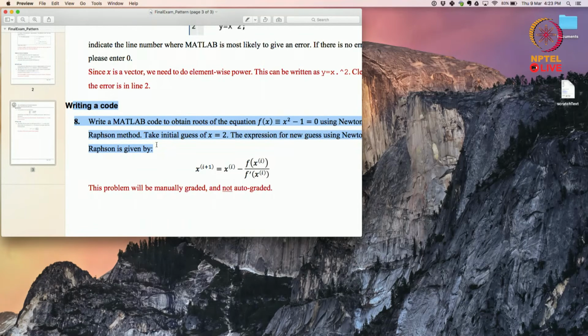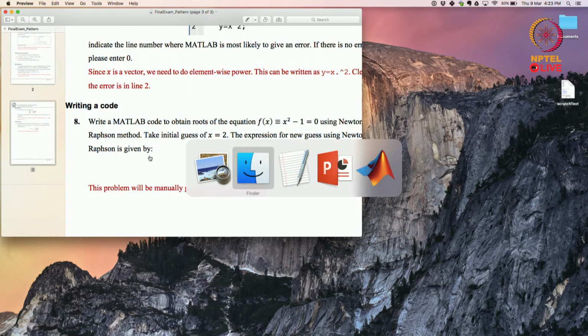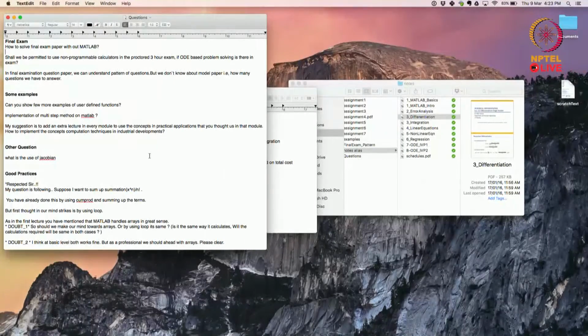Let me check if we have any questions. No, there are no questions about final exam itself. No additional questions about final exam. So, let us go on to the other set of questions. The next question was, can you show a few more examples of user defined functions?